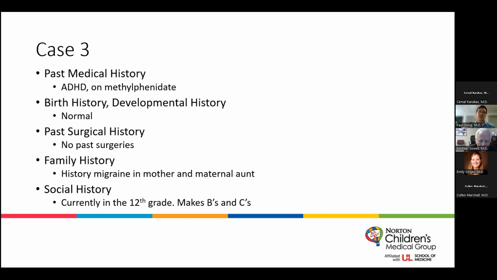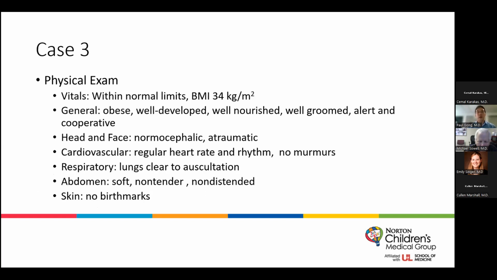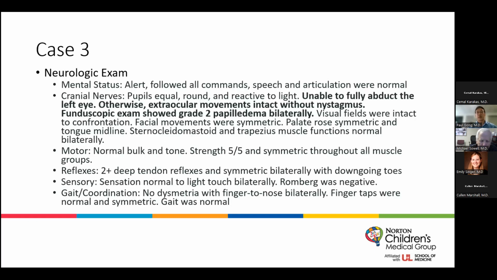She just has a history of ADHD and is on methylphenidate. Really no other past medical history, does have a family history of migraine. And she's in the 12th grade, makes B's and C's, but overall does okay in school. Her physical exam is pretty benign as well. She is noted to be obese. Her BMI is 34, but otherwise the exam itself is normal. And on her neurologic exam, it's overall non-focal, and she's otherwise well appearing.